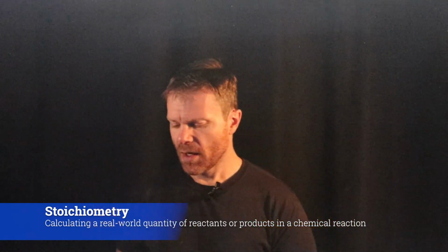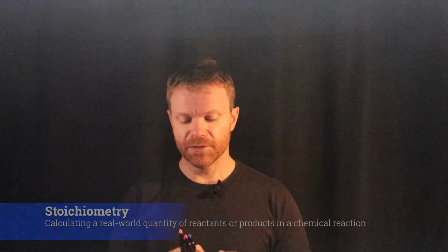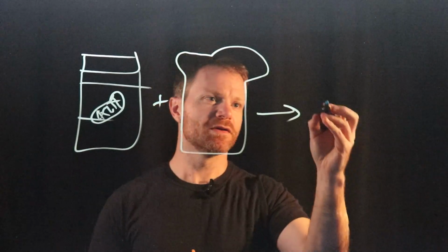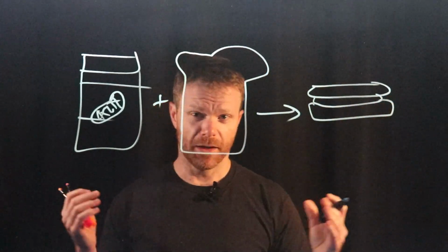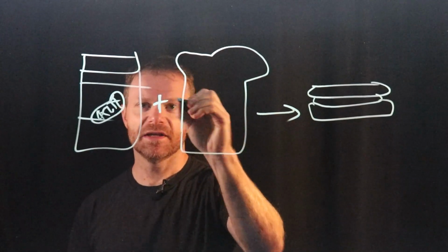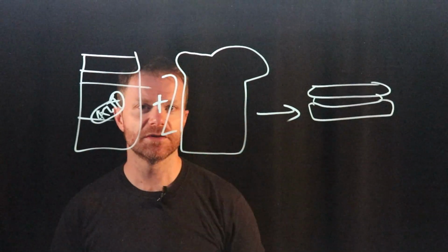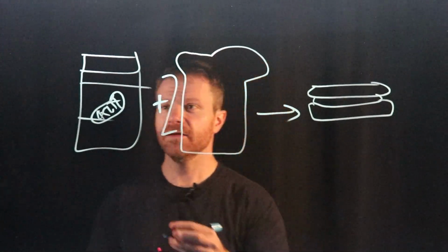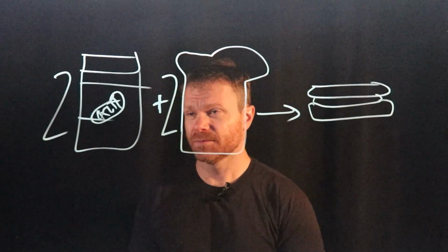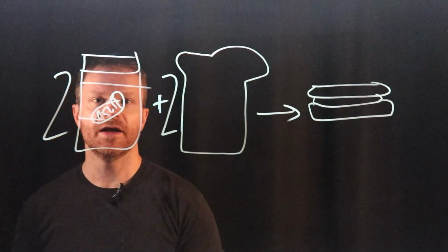Here's an example. Let's imagine we're making peanut butter sandwiches. And in order to make those peanut butter sandwiches, we have peanut butter. I don't know, does that look like a peanut? And we have bread. And when we put those together, we make a sandwich, right? Specifically, let's say every peanut butter sandwich is 2 slices of bread, so we'll put a 2 coefficient in front, and 2 tablespoons of peanut butter. So we'll put 2 tablespoons of peanut butter as our reactants.